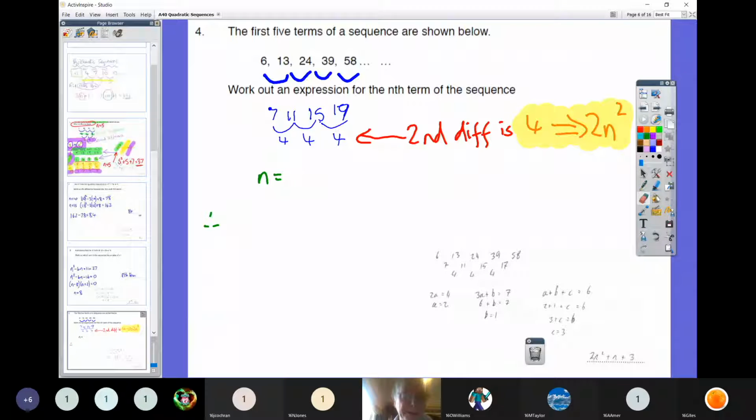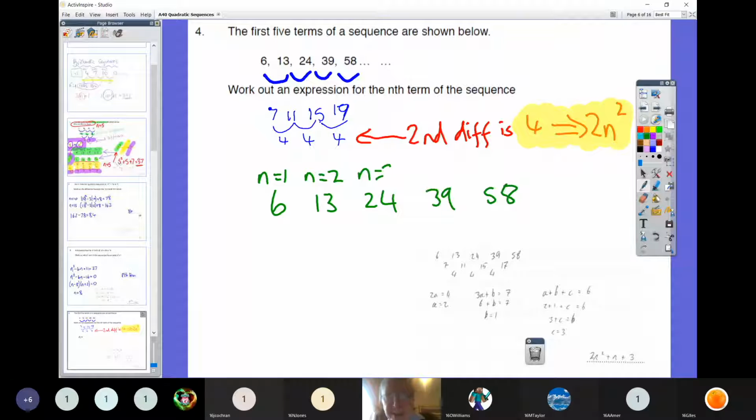So what I then suggest you do, once you've worked out what your n squared is, is set the scene. So you've got n is 1, n is 2, and the sequence 16, 13, 24, 39, 58, and pop above it what n is to help you gather your thoughts. And then just process the first line of your answer, which is this 2n squared. You know that's going to be part of your final answer. So take your n, square it and double it.